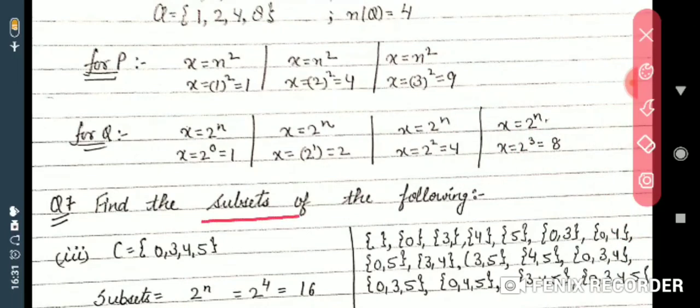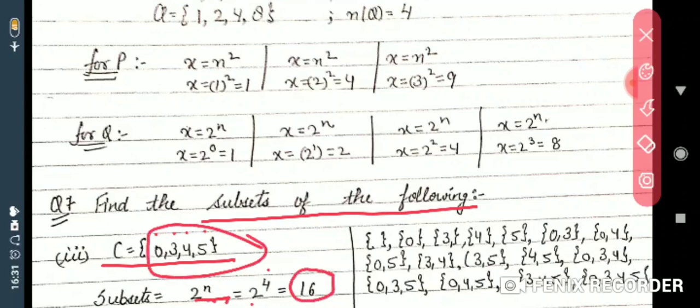Next, find the subsets of the following. Now you have to find how many subsets can be made. So here 1, 2, 3, 4, 4 elements are there. When you have to find how many subsets can be made, what you have to do is 2 to the power n, where n is the number of elements. How many are there? 4. So 2 raised to the power 4. How many subsets will there be? 16.